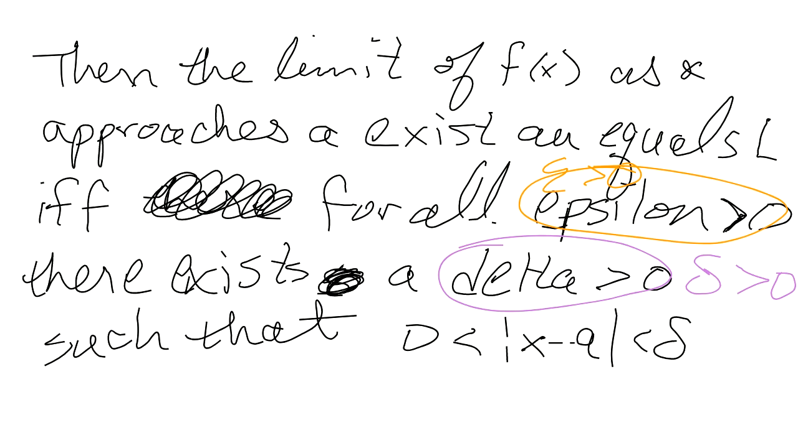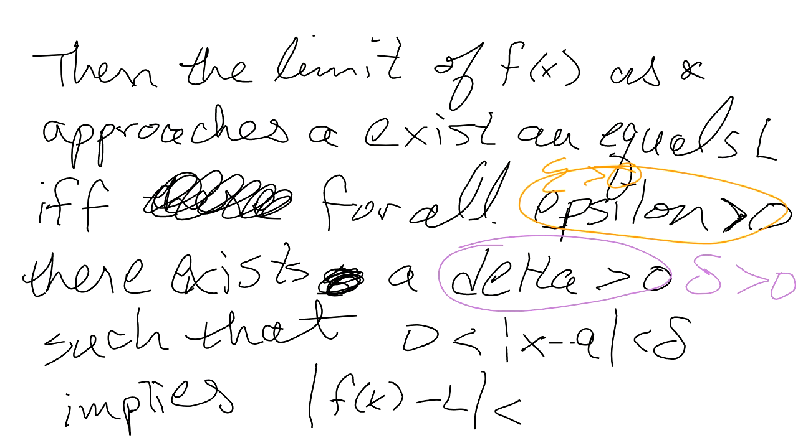All right, anyway, let's get back to the definition. The limit of f of x as x approaches a exists and equals L if and only if for all epsilons greater than 0, there exists a delta greater than 0 such that 0 is less than the absolute value of x minus a is less than delta, which guarantees that the absolute value of f of x minus L is less than the epsilon that was given.